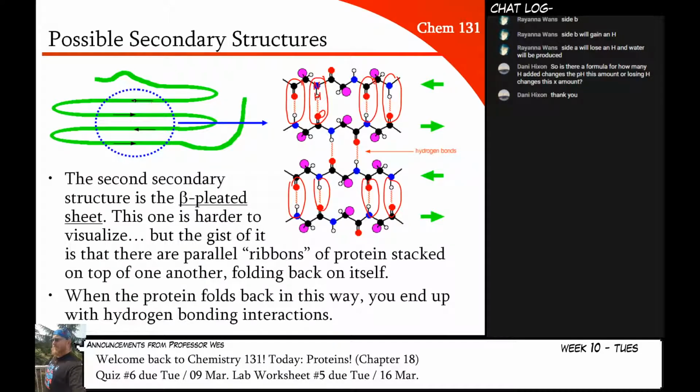And so this looks kind of like a sheet that I have folded on top of itself over and over and over. And so we call it that. This is called the beta pleated sheet. Why is it a pleated sheet? I don't know. Pleated sheets are kind of obnoxious to work with. But that's just what they call it.